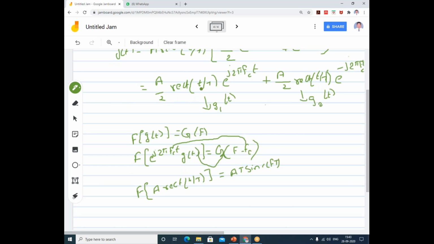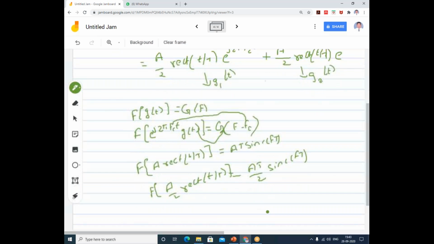So for A by 2 rect t by T, I can write the Fourier transform of A by 2 rect of t by T as AT by 2 sinc of fT. But this is multiplied with e power j 2 pi fc t. So when you apply this, you replace f with f minus fc.